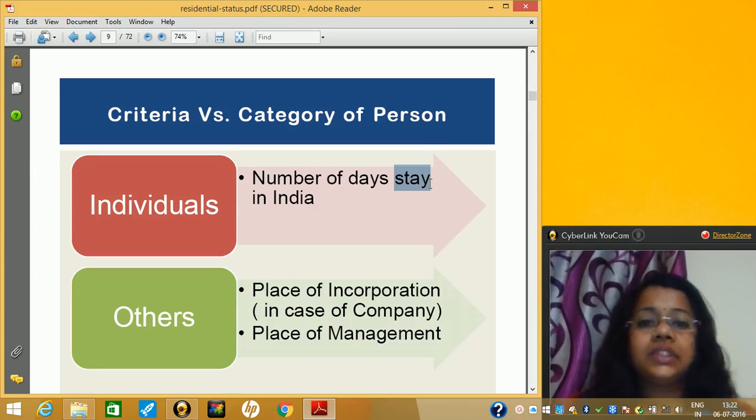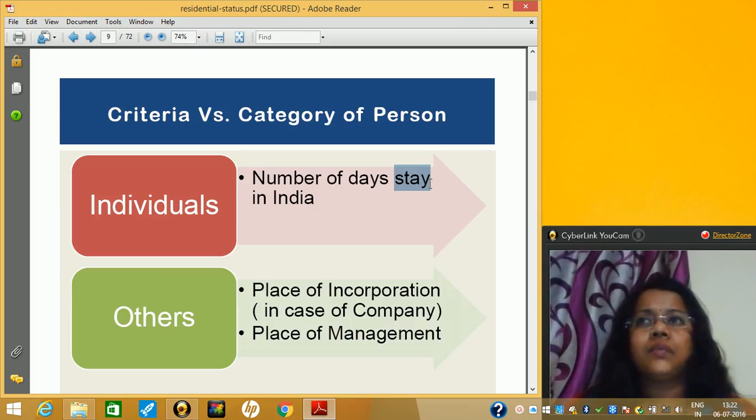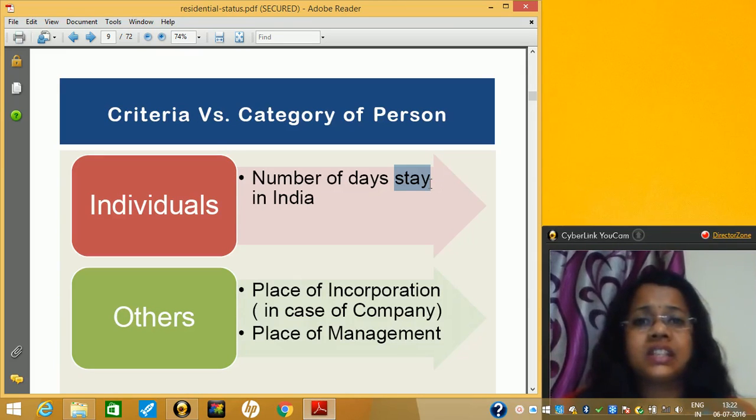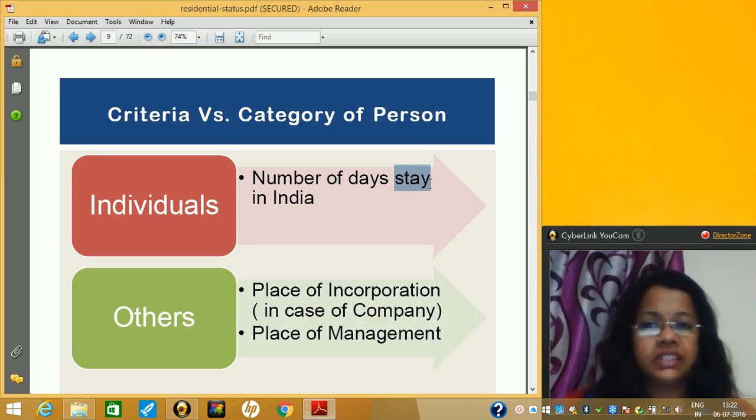And the word stay is not bounded by one place or one office or one purpose. First time he may come for a business trip, second time he may come for a visit, third time for another purpose. So this purpose doesn't matter except in certain cases, which we will discuss later.